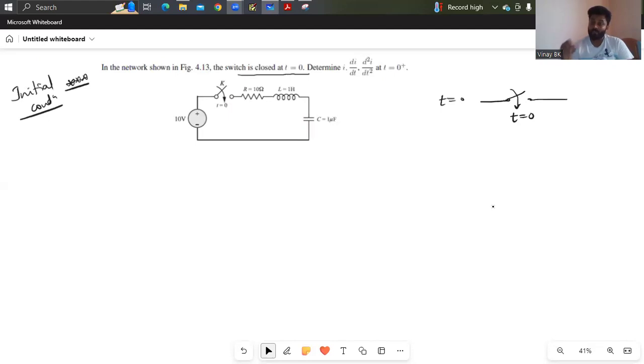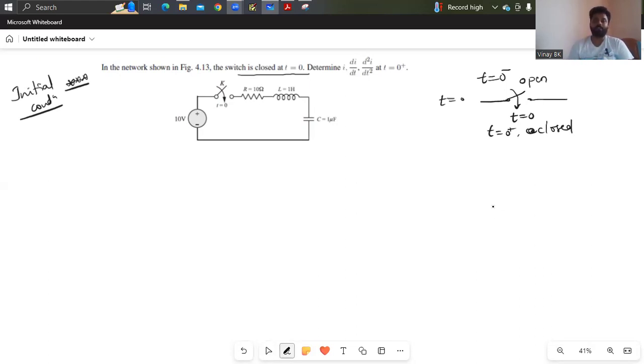Then before t equals 0, that is t equals 0 minus, the switch is open. You can see the tail end. And once again after switching, when t equals 0 plus, the switch is closed. Switch is again closed. So now the switch is closed at t equals 0.